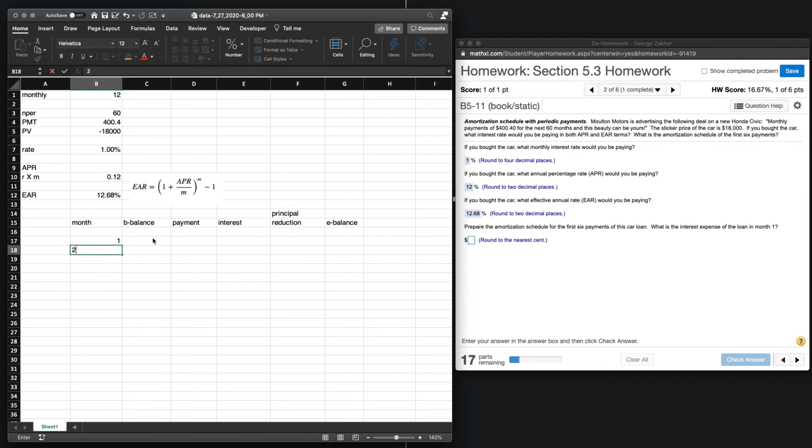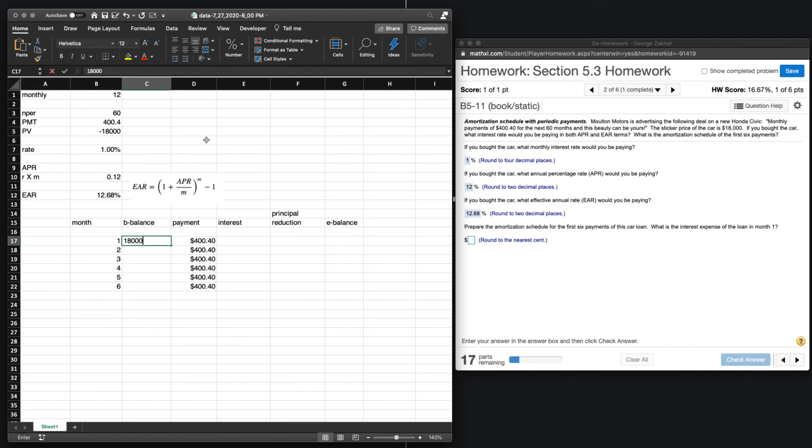Now, in terms of our payment, we actually have it here. So we know we're paying $400.40, and we can bring that all the way down. Let's make that absolute. All right, let's go. Now, beginning balance, we're going to start at, what do we owe? We owe that $18,000. And now we can go ahead and start completing our amortization schedule.